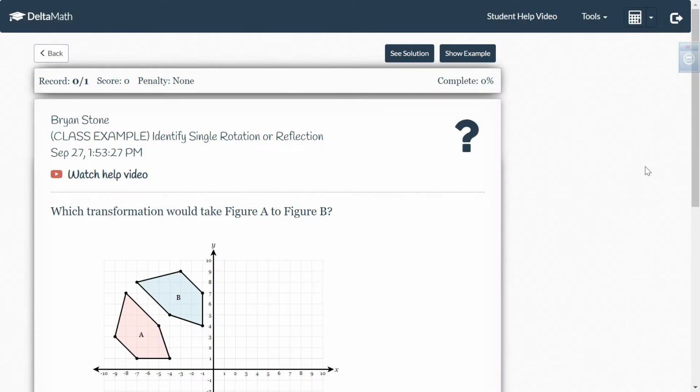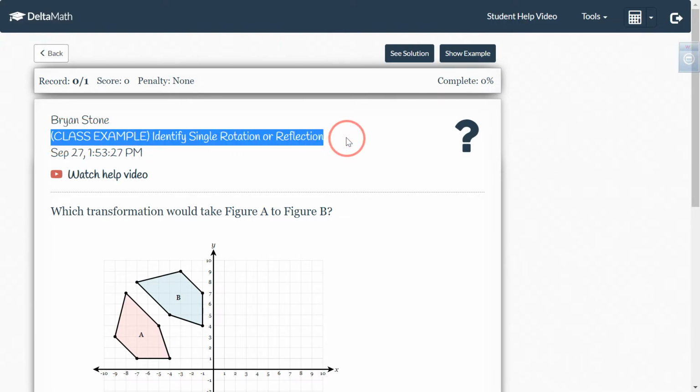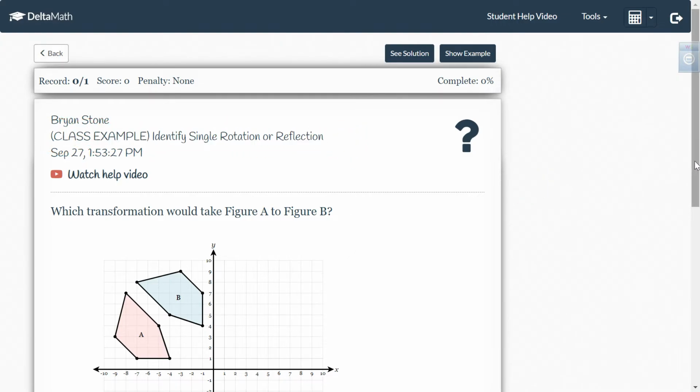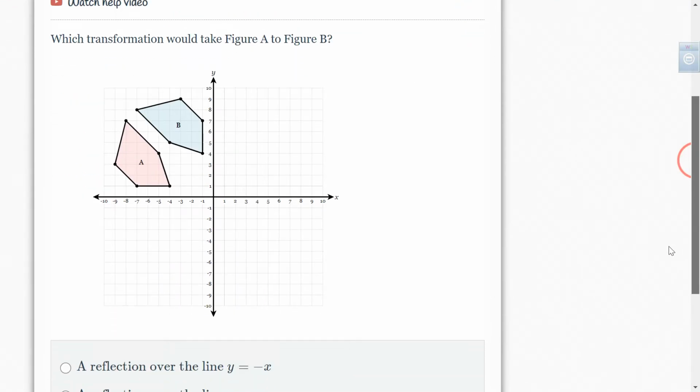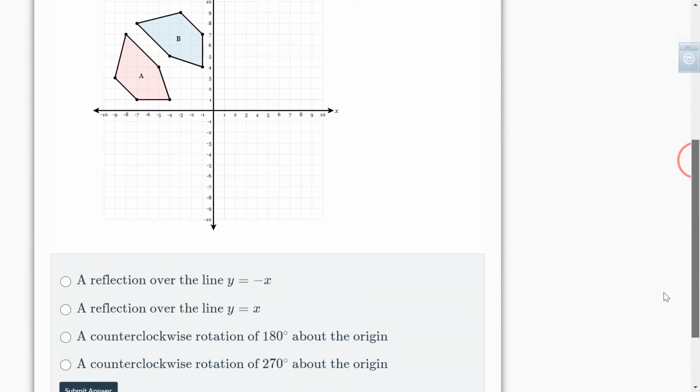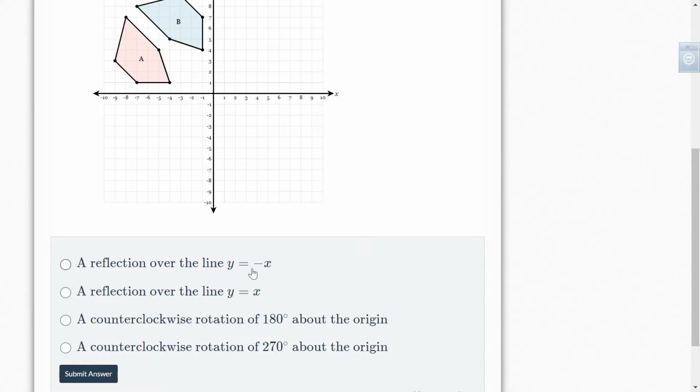Okay, this is what I'm looking for. Sorry, guys. So just so we're all on the same page, go to the class example, identify single rotation or reflection. Okay, so here is the thing. What is going on here is the question. Is it a reflection over y equals -x, y equals x, a 180 rotation, or a 270 rotation?